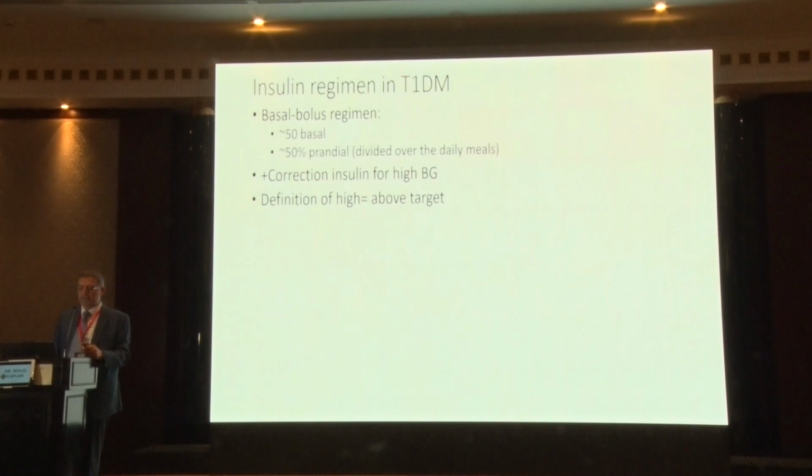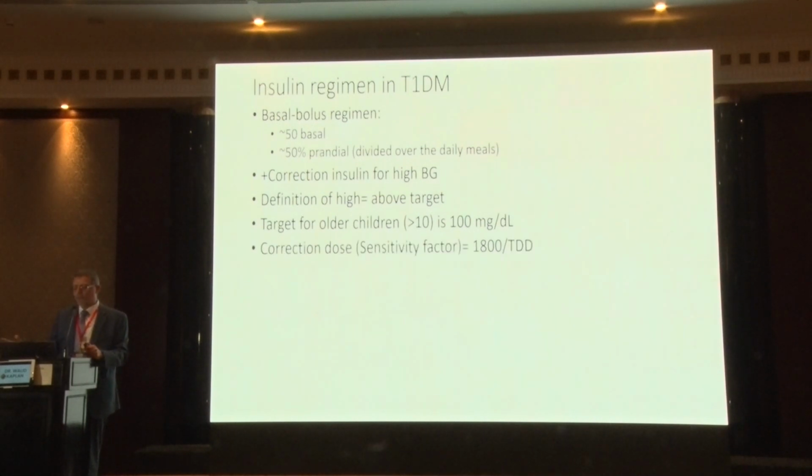Basically, correction is the amount of insulin you have to give when the blood sugar exceeds target. What is the target? A simple rule to remember: children of 10 and above have a target blood sugar of 100. So once the blood sugar exceeds 100, you need to start calculating the correction. How much to give? You need to use the rule of 1800. It's a random number. 1800, you divide that by the total daily dose of insulin, and you get the sensitivity factor of how much correction you need to give.